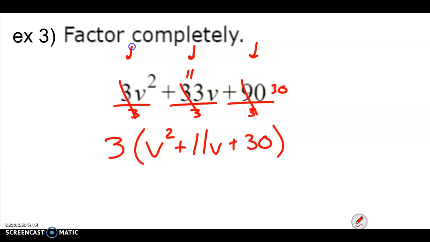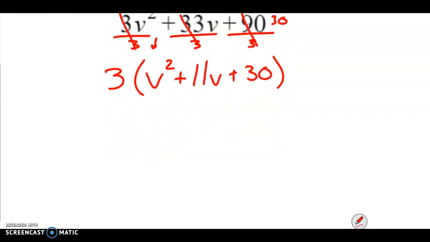So what that's going to do for you, if you guys remember from yesterday, factoring trinomials with a 1 in front of that first term is a lot easier than factoring expressions with something other than a 1 in front of that first term.